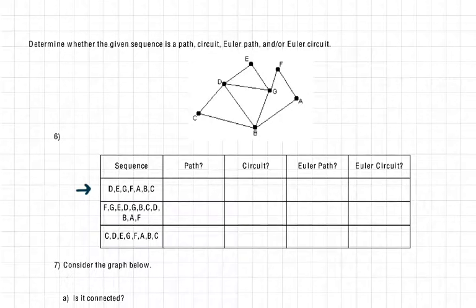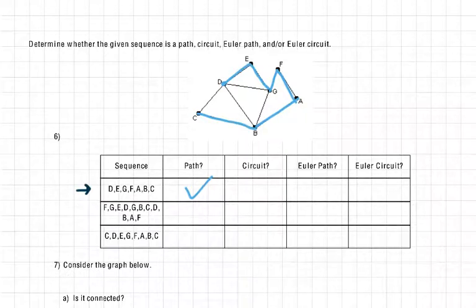So the first one I'm going to do in blue. We have starting at D, going from D to E, E to G, G to F, F to A, A to B, B to C. Okay, that is a path. Based on our definition from 13.1, if you want to review that, you would see that that is a path.